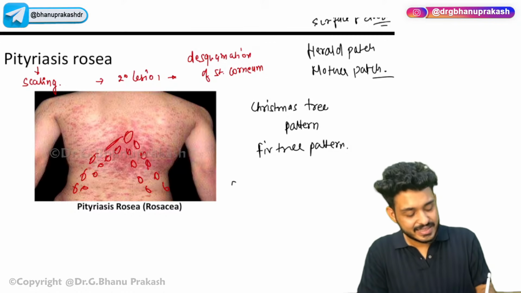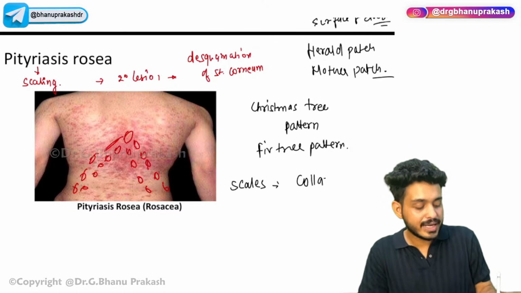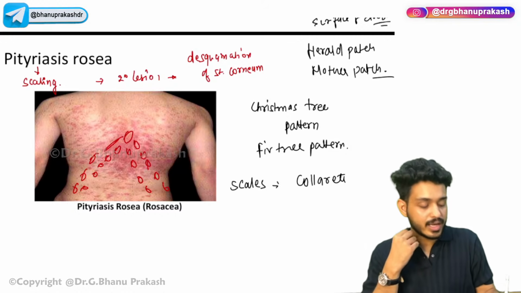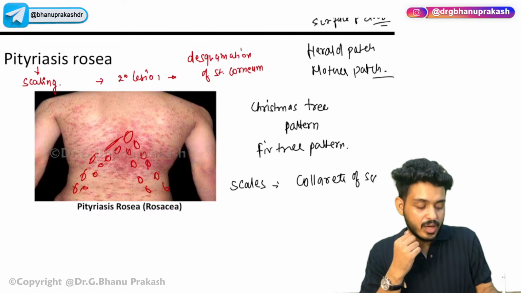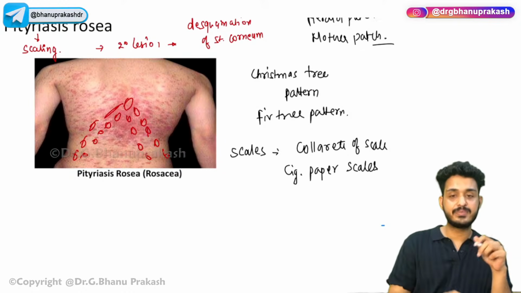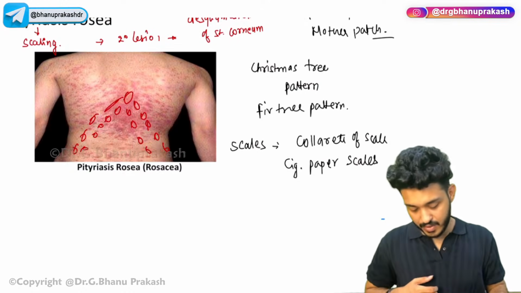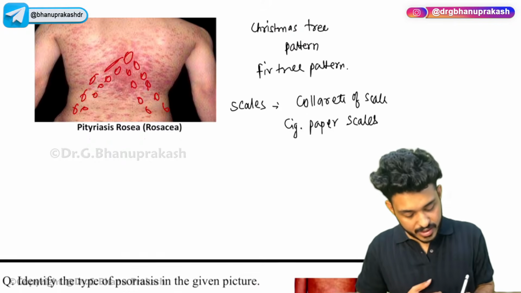These type of scales we are finding here are known as collarette of scale, collar-like scale, also known as cigarette paper scale. Cigarette paper like scaling. So we are having this type of scales present. Let me summarize every type of scales here itself. We will be summarizing all the types of scales.